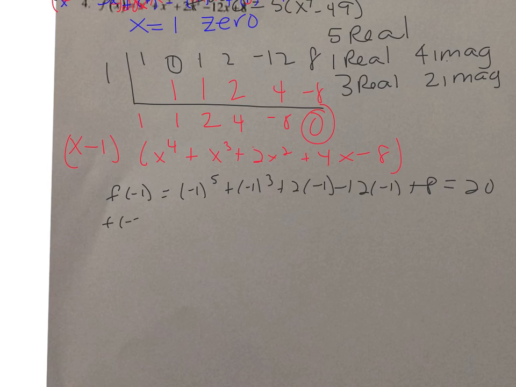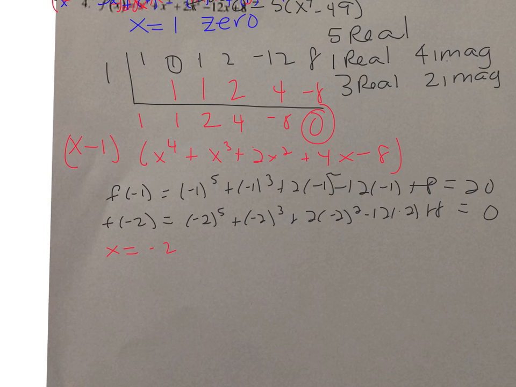So f of negative 2. So it's negative 2 to the 5th plus negative 2 to the 3rd plus 2 times negative 2 squared. Put a square in there. Minus 12 times negative 2 plus 8. And you get 0, which means x equals negative 2 is a factor.